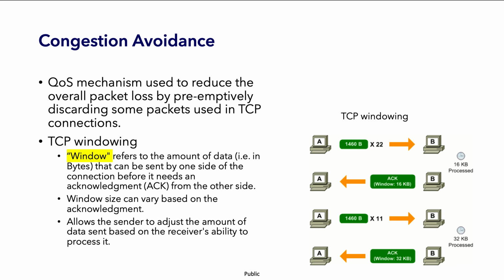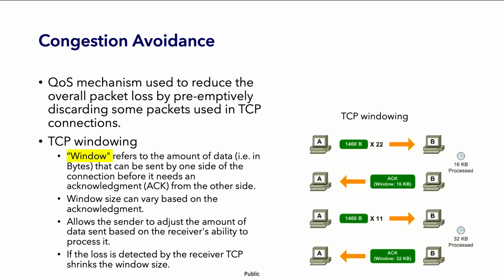As you can see in the figure, A is the sender, B is the receiver. You can see the window size increasing, right? So TCP windowing allows, as I said, the receiver to control the sender's rate of sending data. If loss is detected by the receiver, TCP shrinks the window size. So that is one of the advantages.